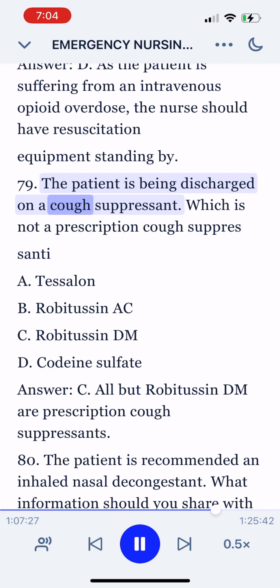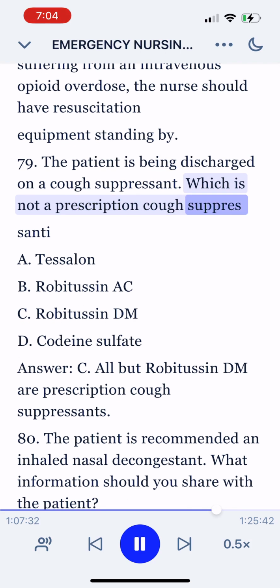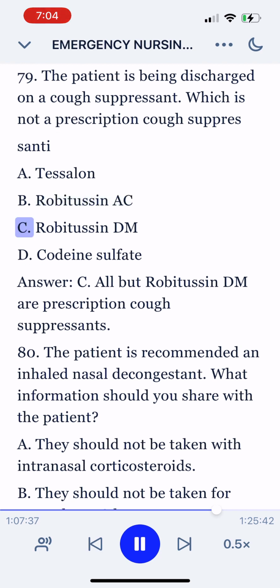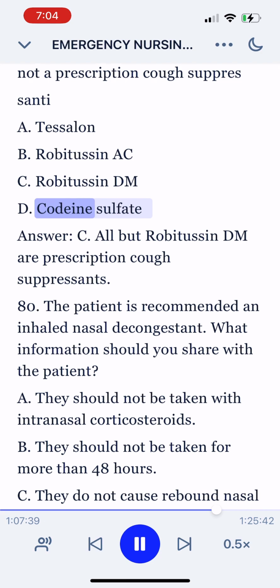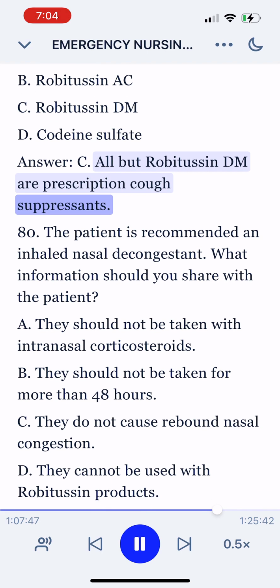79. The patient is being discharged on a cough suppressant, which is not a prescription cough suppressant. A. Tessalon. B. Robitussin AC. C. Robitussin DM. D. Codeine sulfate. Answer C. All but Robitussin DM are prescription cough suppressants.